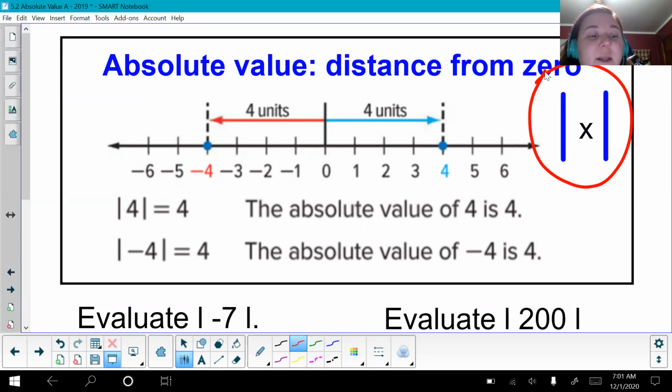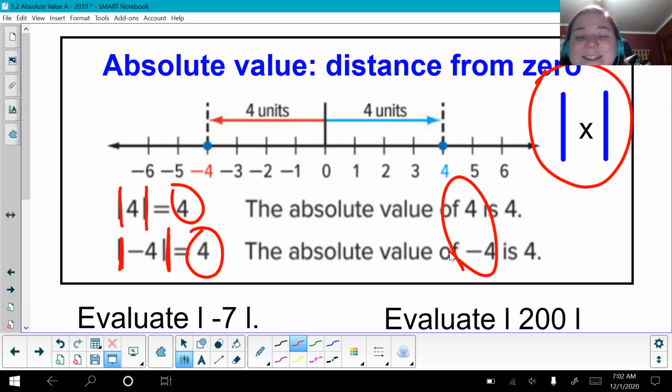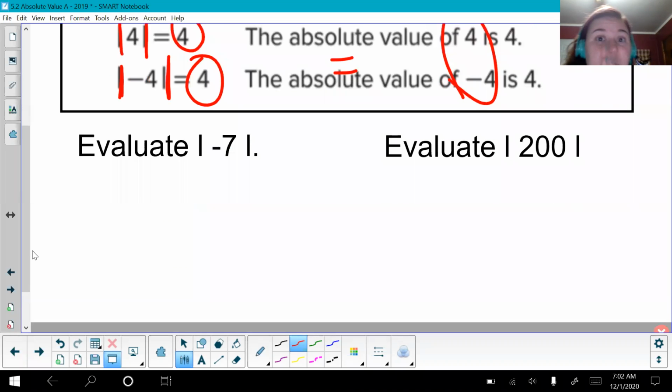So if I look at here, this says in words, take the absolute value of 4. You just ask yourself, how far is 4 from zero? Oh, it's 4 spaces from zero. Then if I said the same thing, what's the absolute value of -4? Oh, well, -4 is still 4 spaces from zero. So 4 and -4 have the same absolute value. So when you see these bars, the bars mean how far is that number from zero?